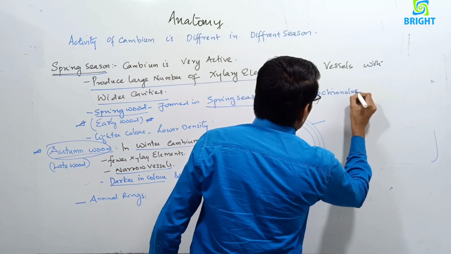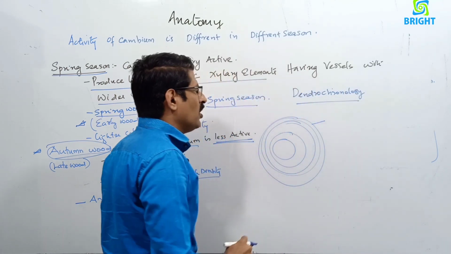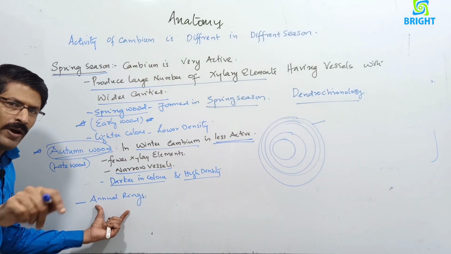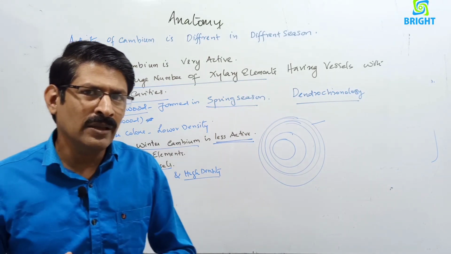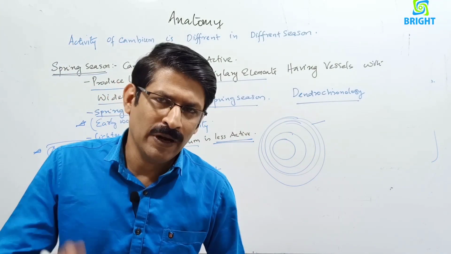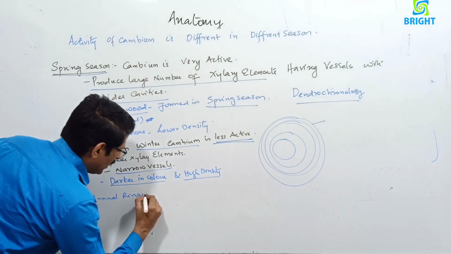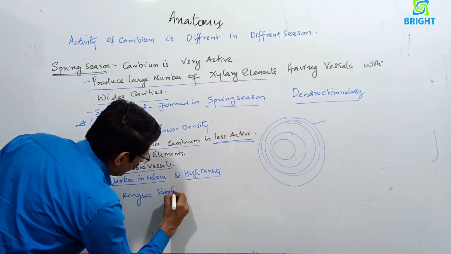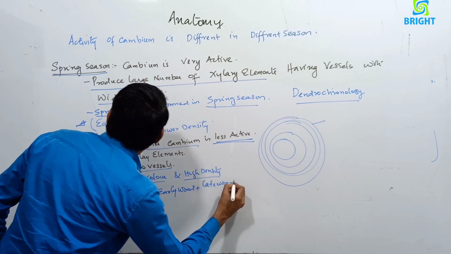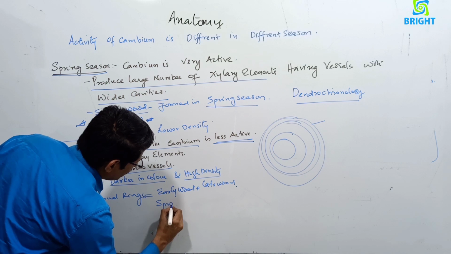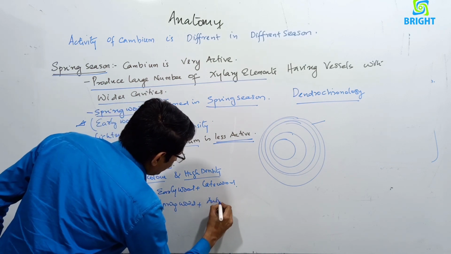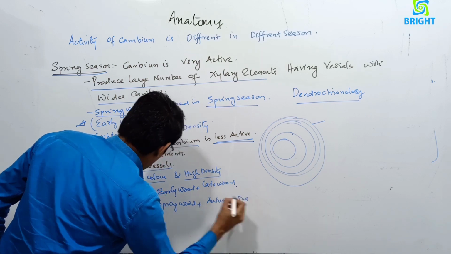dendrochronology. So what is dendrochronology? Dendrochronology is calculating the age of a tree by counting annual rings. So what is an annual ring? The concentric rings due to the difference in the cambial activity in different seasons. That is, an annual ring is equal to early wood plus late wood, or spring wood plus autumn wood. This is an annual ring.